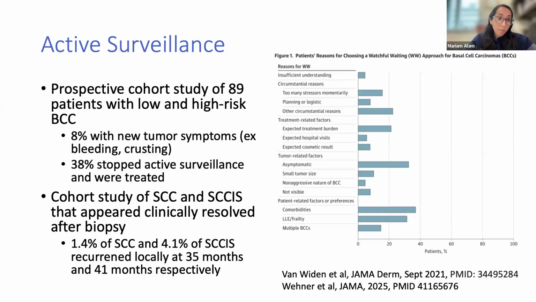And I will say in practice, we do this a fair amount. If we take out a biopsy and it says margins are not involved, we'll often just follow it clinically and just see how things go.